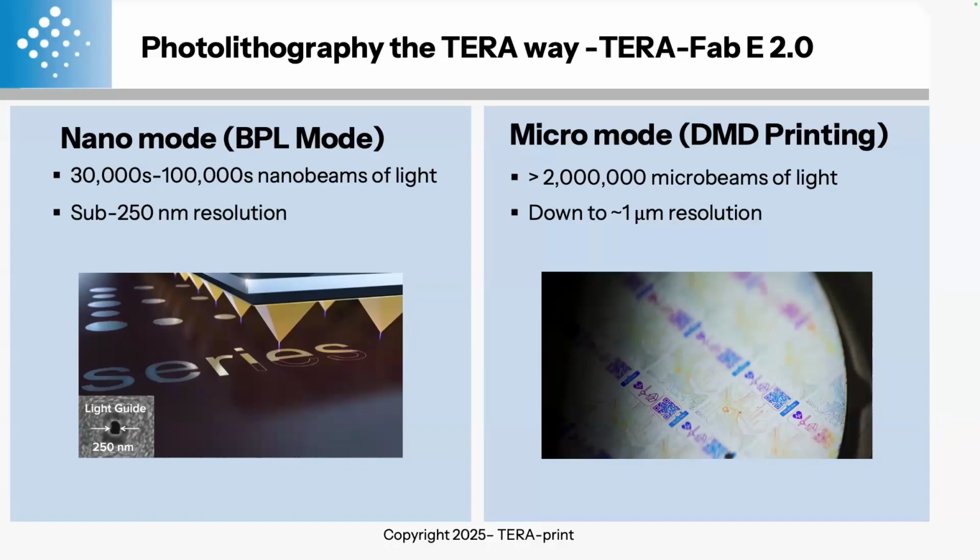In this mode, you are not using the beam pen array. So you swing that array holder out of the system and you can directly use 2 million macro beams of light and project onto the substrate directly. And you can achieve around 1 micron resolution based on your choice of objective lens. So before you start an experiment, you need to know what pattern size and what pattern resolution you want. And this can help you select which mode is more beneficial to your research.